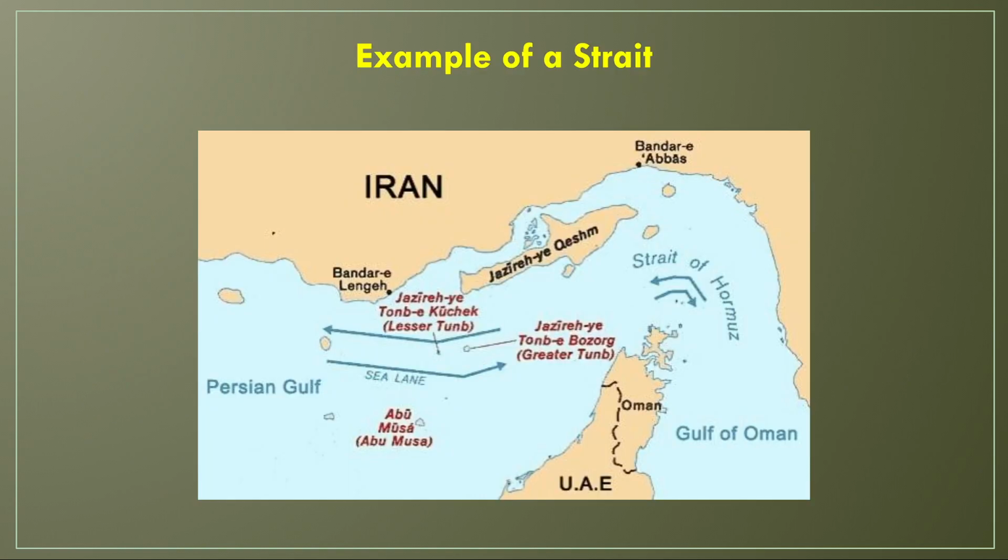So here I have provided an example of a strait. Here we can see this landmass is Iran, and this is actually the strait, the Persian Gulf and the Strait of Hormuz. So this narrow area, which is actually less than 30 kilometers, is called the Strait of Hormuz, and this is an international strait which works as a passageway for ships and vessels.